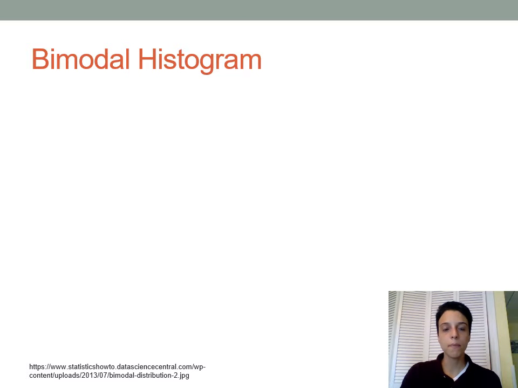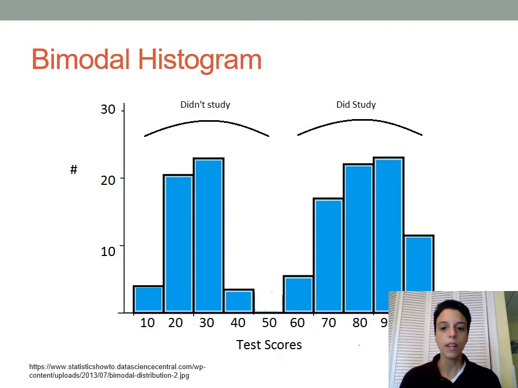You can also see an example of a bimodal histogram. So for example, on a test where one group studied and one group didn't study, you might expect to see a clump of scores that are low and a clump of scores that are high. So it would be bimodal because there are two different clumps on the graph.